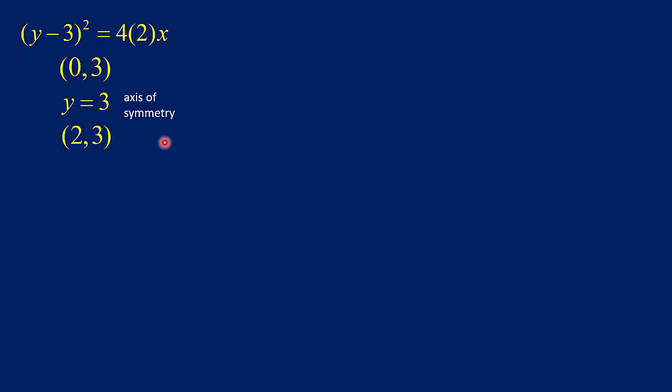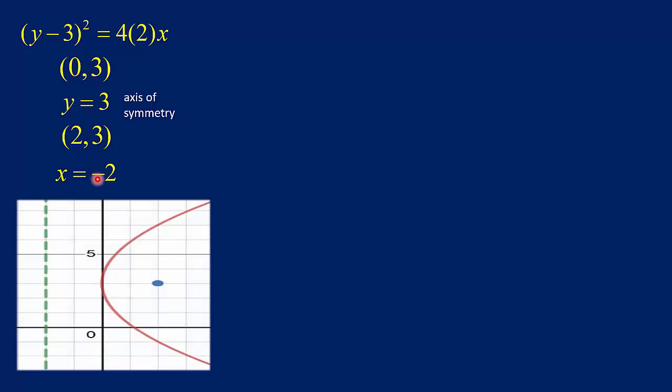Now to get to the focus, we're going to add 2 to the x-coordinate here. Okay. Then the directrix, we subtract 2, and there we have it. Okay. There's what the graph looks like, and notice the axis of symmetry here at 3. 1, 2, 3. There's the axis of symmetry. The axis of symmetry passes through the vertex and the focus.